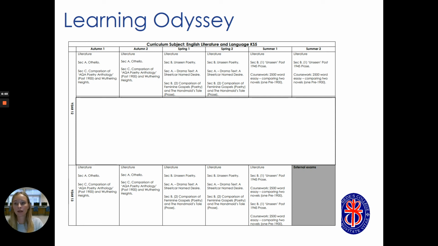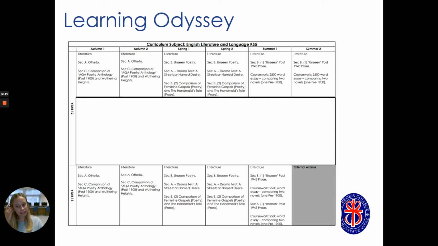So for example, in autumn 1 and 2 of your year 12, you'll start your literature A level with Othello, and you'll be looking at the AQA poetry anthology as well. Then you move on and you look at the unseen poetry, you look at Streetcar, and you look at the Feminine Gospels. So you've got quite a lot at one time, so you need to make sure that you're good at managing your time and good at managing your reading. Then in the summer, you've got unseen post-1945 prose, and then you've got your coursework that you work on.